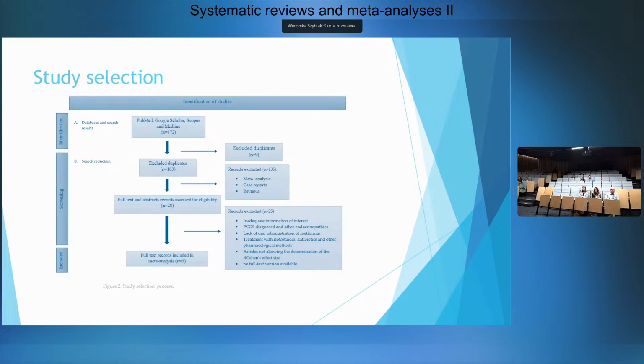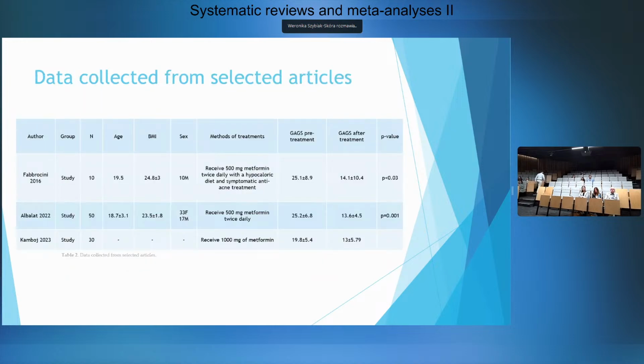As we can see, at the beginning the number of articles was 172, but during the study selection process, only 3 of them met our criteria. As I said, we selected only 3 articles, which included only patients with idiopathic acne vulgaris, treated only with oral metformin therapy without any other treatment. It should be emphasized that the number of studies in which only metformin therapy was applied as a treatment method in acne was really small.